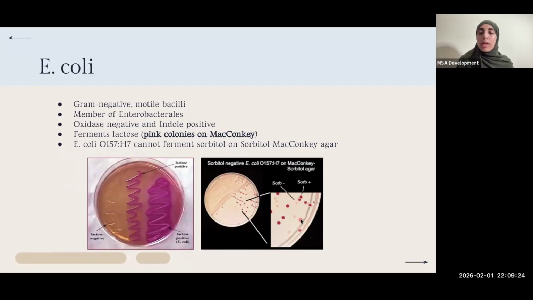If you add sorbitol and it does not become red, okay, this is sorbitol negative and it's E. coli O157H7. If it does ferment sorbitol, then it's any other type of E. coli except for this one.